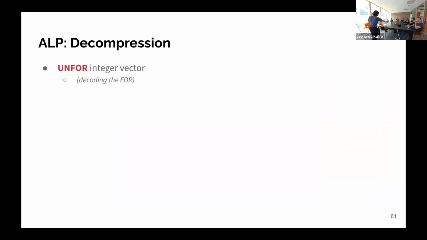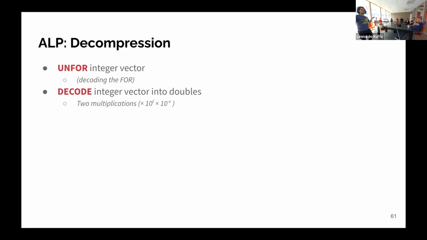And decompression, it's very straightforward. Decompression, we just need to reverse the frame of reference. We call this un4, just decoding the 4. Then we have to decode the integer vector into the doubles. And how do we do that? It's just 2 multiplications. 10 to the power of the factor times 10 to the power of the minus the exponent. That is stored with the vector.